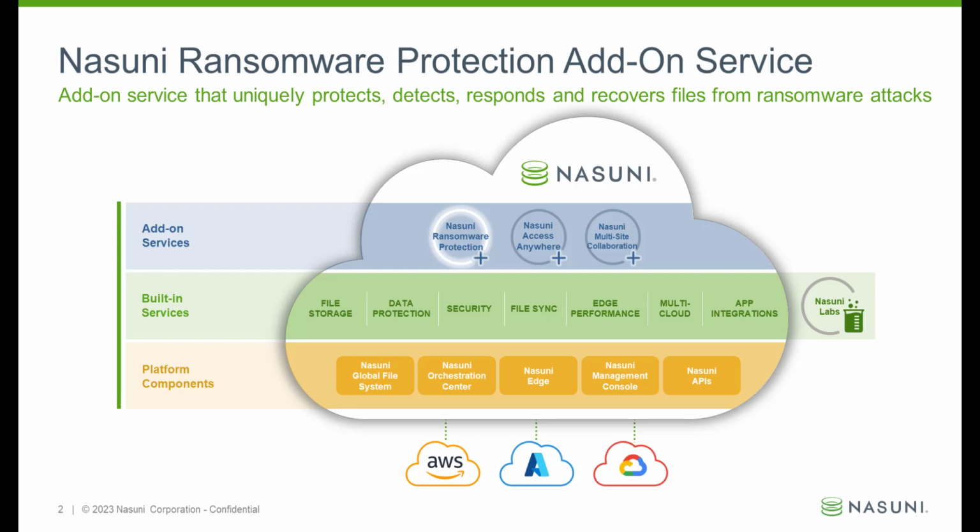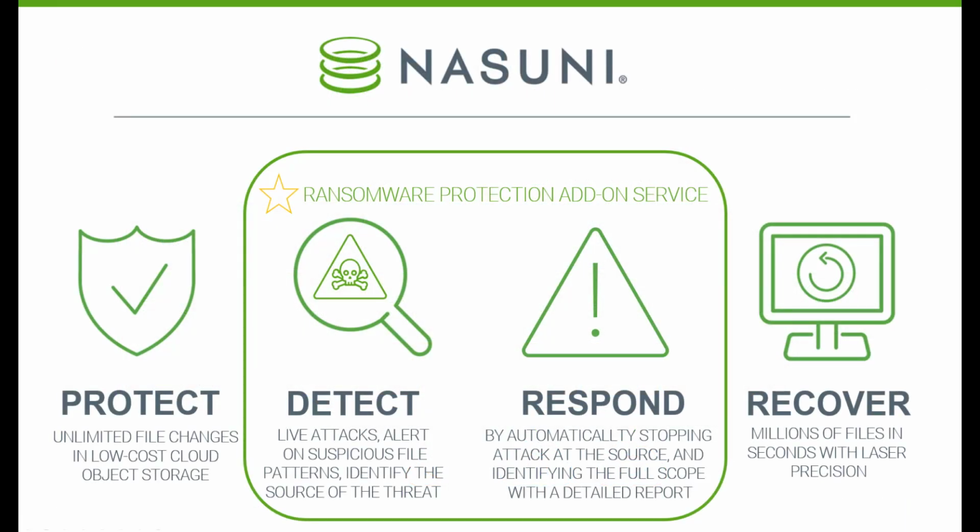The Nasuni platform has always provided robust data protection capabilities. Our continuous file versioning technology allows customers to rapidly recover from a ransomware attack. While the ability to rapidly recover from an attack is critical, we heard from our customers that we need to help them identify when a ransomware attack occurs and take steps to stop it. So we developed our ransomware protection add-on to detect attacks and shut them down before they can cause excessive damage.